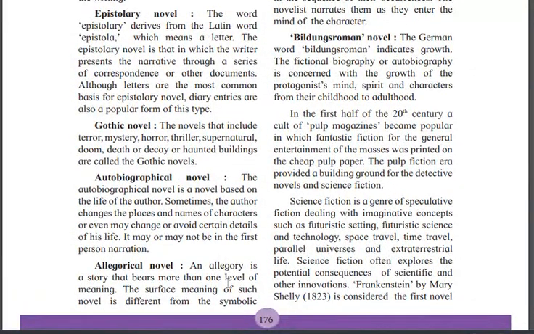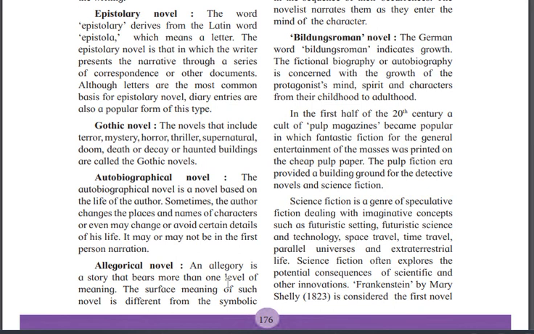Then the gothic novel. The novel includes terror, mystery, horror, suspicion, the supernatural, death, decay, and haunted buildings. So whenever you see a novel related to ghosts, there are many novels based on horror, mystery, and suspicious things, and those come under the gothic novel.